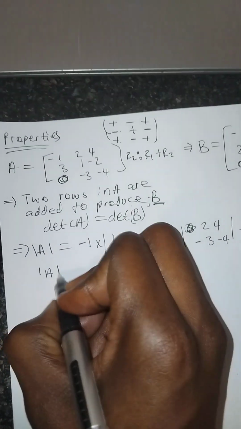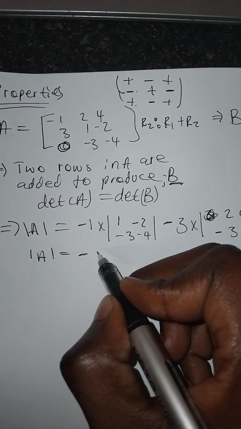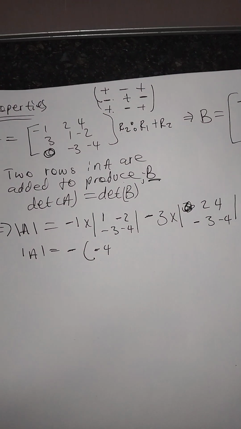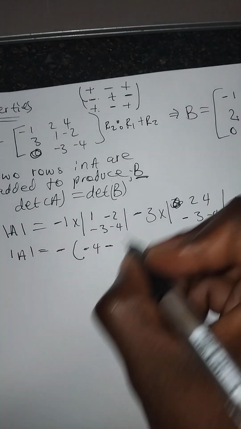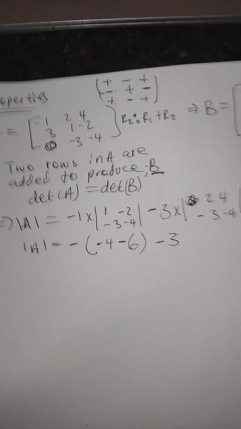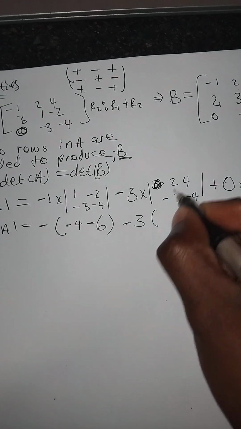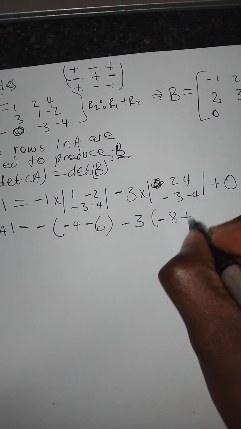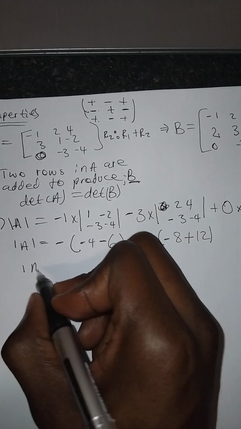If there was someone who was not following, I'm pretty sure now they see what we are doing here. So we're going to have negative of 1 by -4, that is -4. Then -3 by -2, that is 6. But then we are still subtracting. Yeah, it's gonna be positive, but we are still subtracting according to the formula. Then we have -3 multiplied by 2 by -4, that is -8, then minus 3 by 4, that is going to be plus 12. Then this one is going to give us 0 there. So we don't care about it that much.